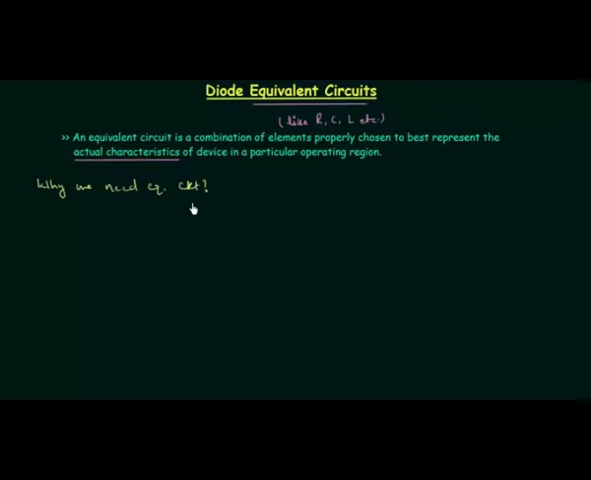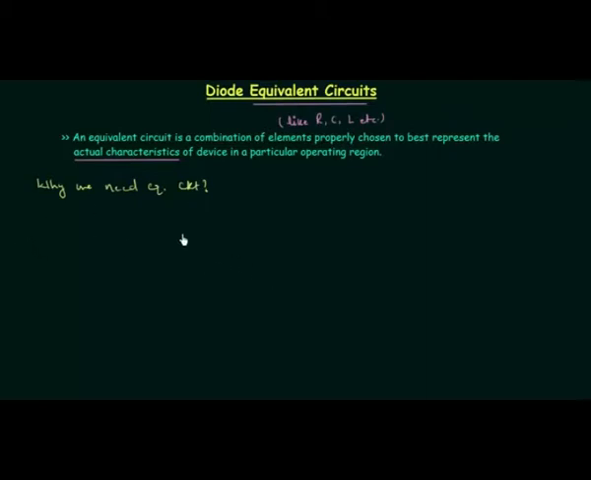So it's very simple. If you want to find parameters like current, voltage or resistance, or simply if you want to solve a circuit in which there are devices like diode, transistors, etc., then first you have to replace the device by its equivalent circuit so that you can use the circuit analysis techniques. So this is the reason why equivalent circuits are so important, and in this lecture we will try to find equivalent circuits for the diode. We will study three types of equivalent circuits.